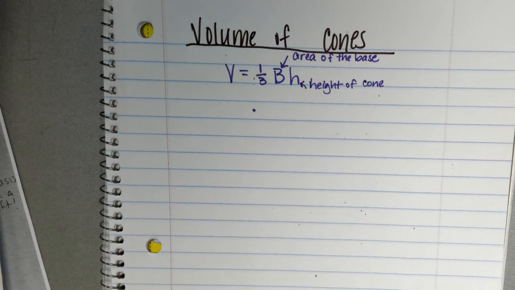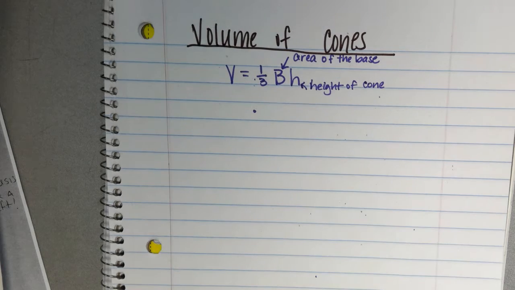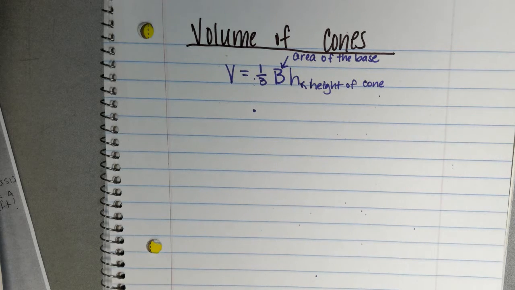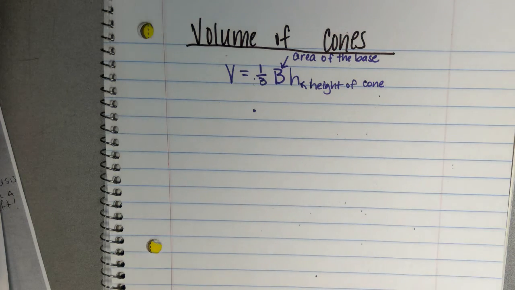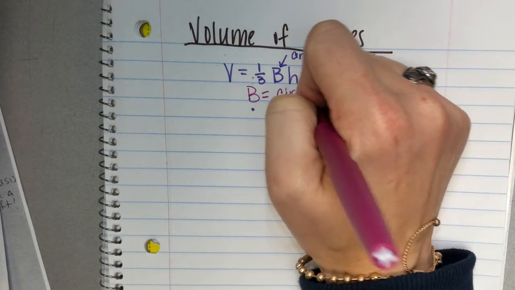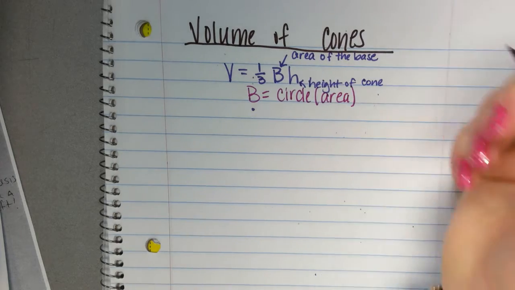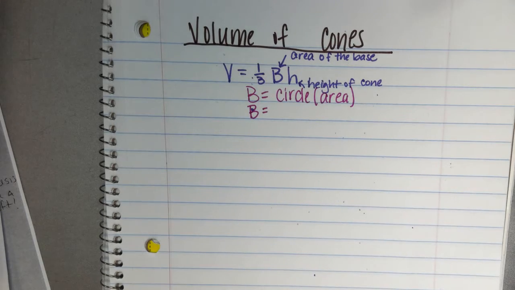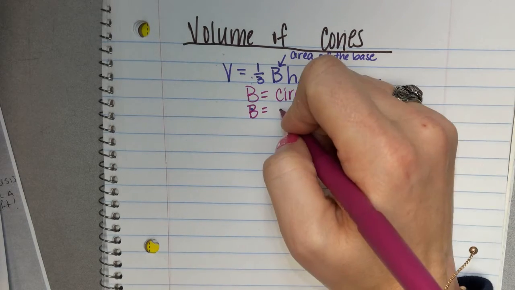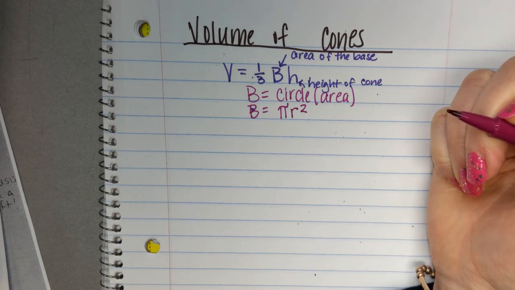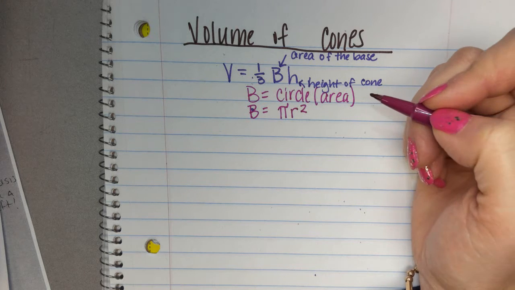So we need to find the base of the circle. We know that it's a 1/3 ratio, just like a pyramid, so we're multiplying by 1/3, but we need to find the base of the cone. Well, the base of a cone is a circle. So big B is going to be the area of the circle. And if we remember our circle formulas, the area of a circle is pi times the radius squared. Okay? Pi times the radius squared.